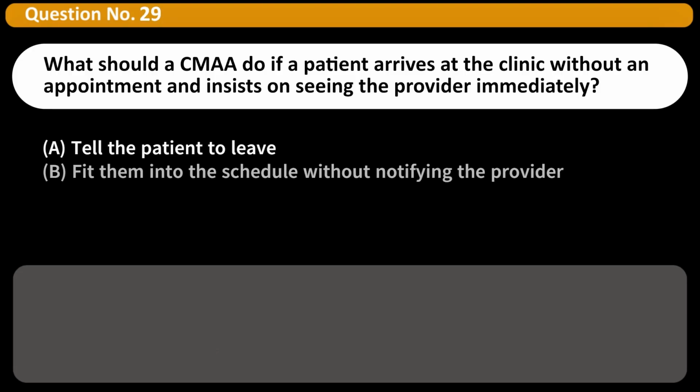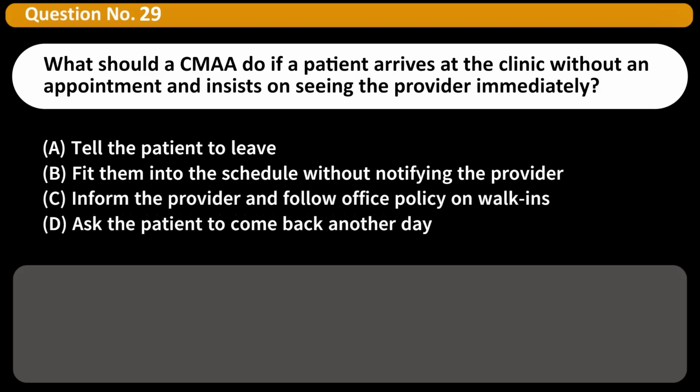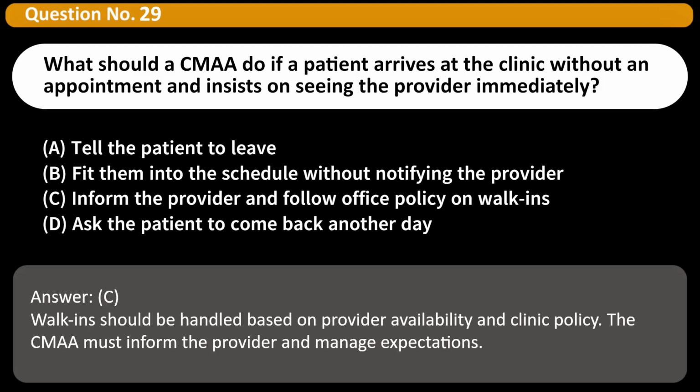What should a CMAA do if a patient arrives at the clinic without an appointment and insists on seeing the provider immediately? A. Tell the patient to leave. B. Fit them into the schedule without notifying the provider. C. Inform the provider and follow office policy on walk-ins. D. Ask the patient to come back another day. Answer: C. Walk-ins should be handled based on provider availability and clinic policy. The CMAA must inform the provider and manage expectations.